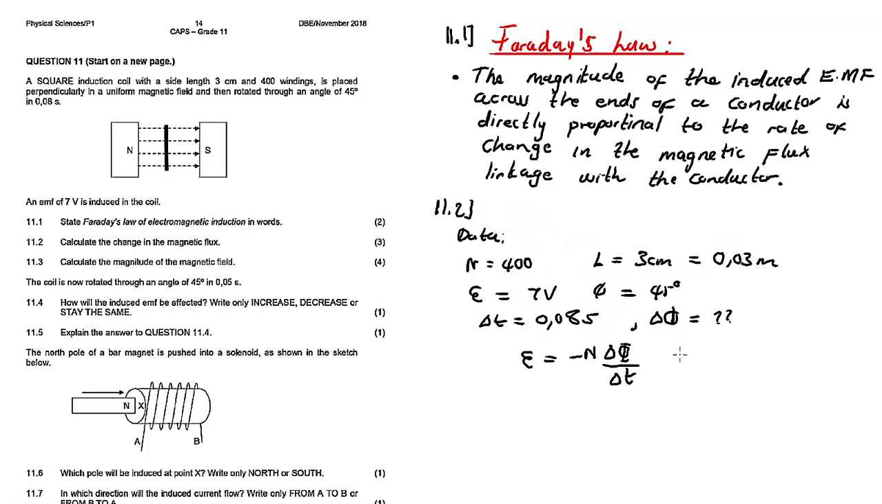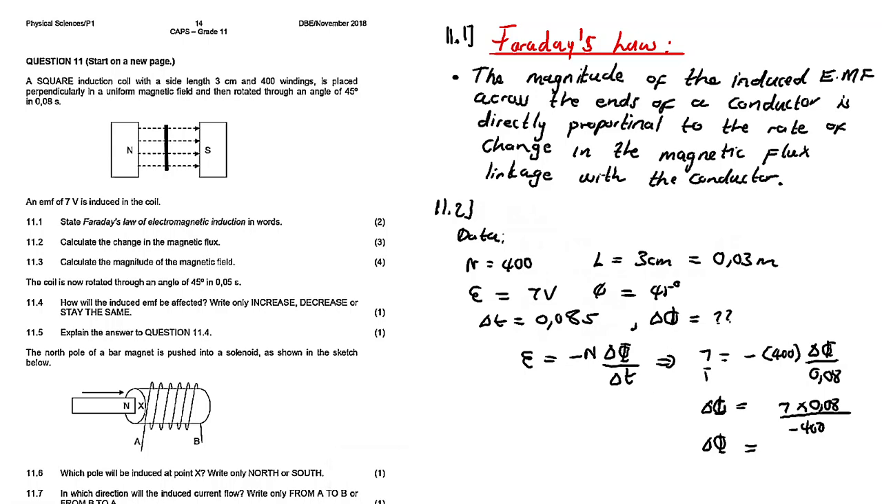I do have EMF, which is 7 volts. I'm substituting into that equation: minus N, which is 400, times the change in magnetic flux, divided by the change in time, 0.08. Then with some algebraic manipulation, I cross multiply to make delta phi, the change in magnetic flux, the subject of the formula. It's 7 times 0.08 divided by minus 400.